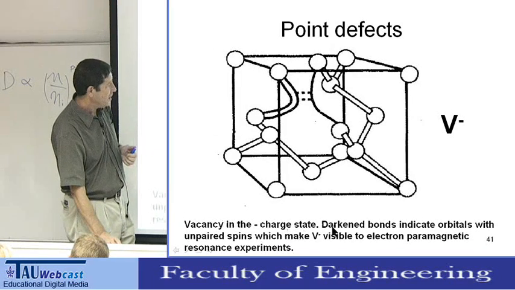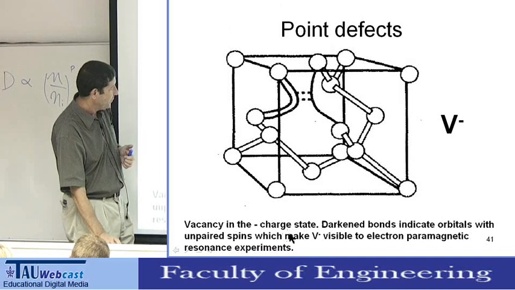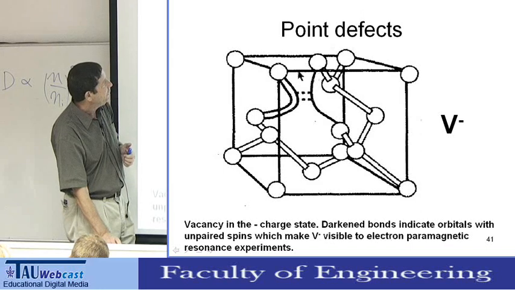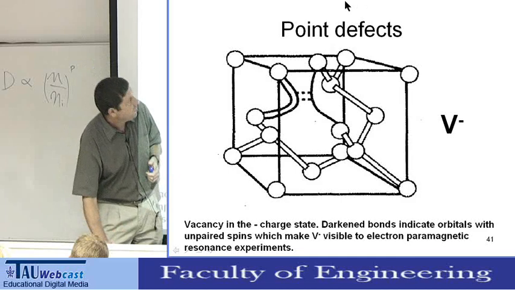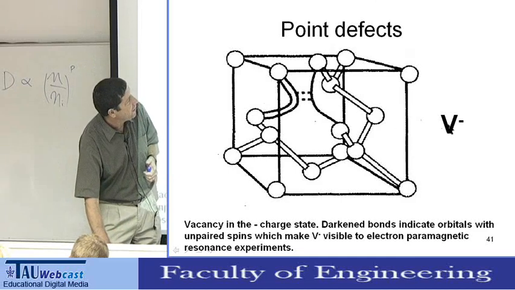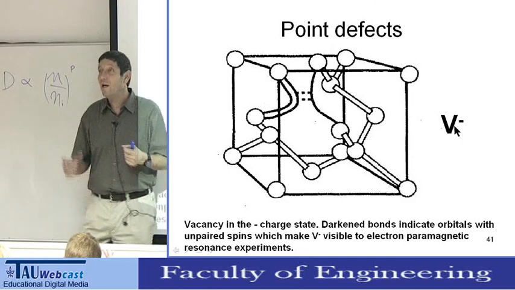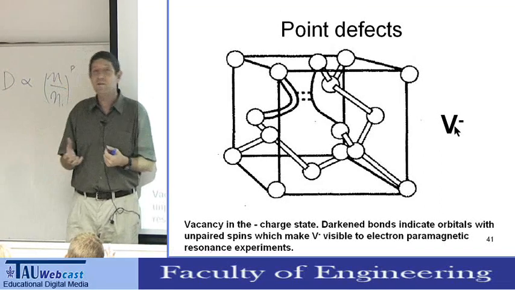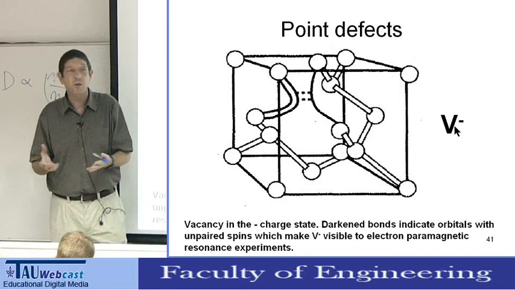Vacancy in the minus charge state: the darkened bonds indicate orbitals with unpaired spins, which make V minus visible to electron paramagnetic resonance. So if you have this structure, and here you have only one orbital, and this is an unpaired structure, this will be V minus, meaning there's an extra electron here. So the vacancies can be charged and can be neutral.